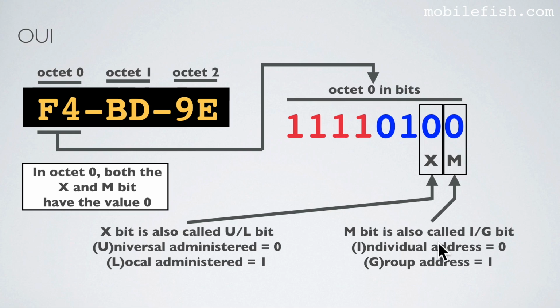The M bit is also called the IG bit. The I refers to individual address and the G refers to group address. If the M bit is 0, then it is an individual address, and if the M bit is 1, then it is a group address. So in this example, it is universally administered and it is an individual address. In octet 0, both the X and M bit have the value 0.